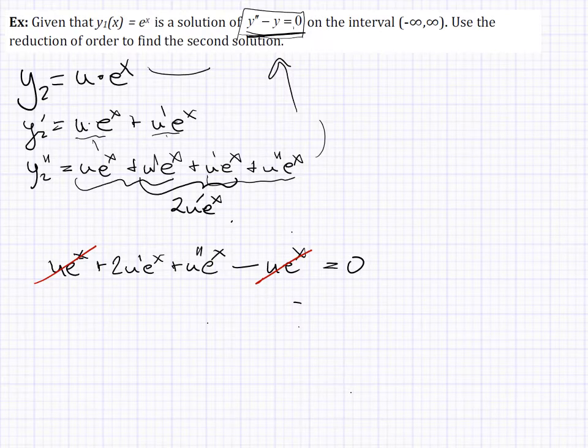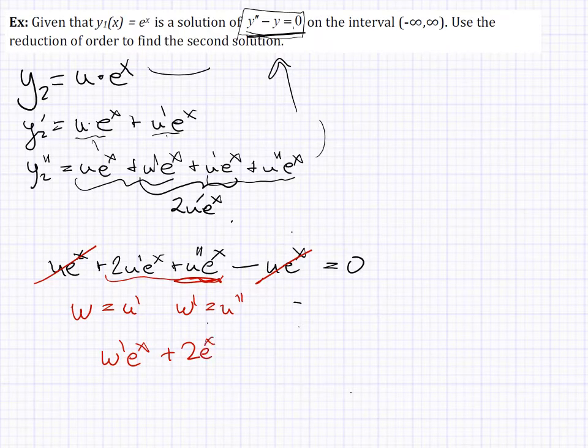Okay. Then what we have is this remaining piece, which we're going to then make our substitution. We're going to say w equals u prime. So w prime equals u double prime. And so we're going to get w prime e to the x, that's this piece, plus 2 e to the x times w. And that equals 0. So then we're going to separate.